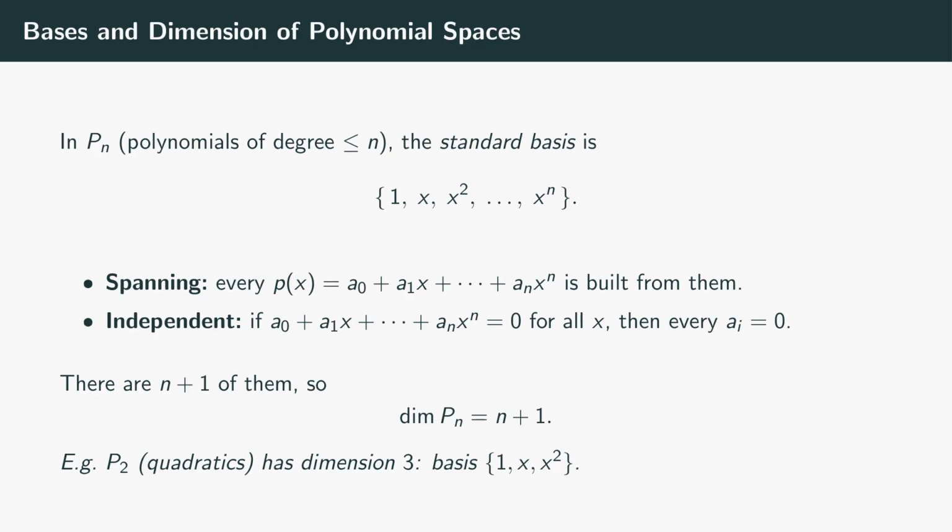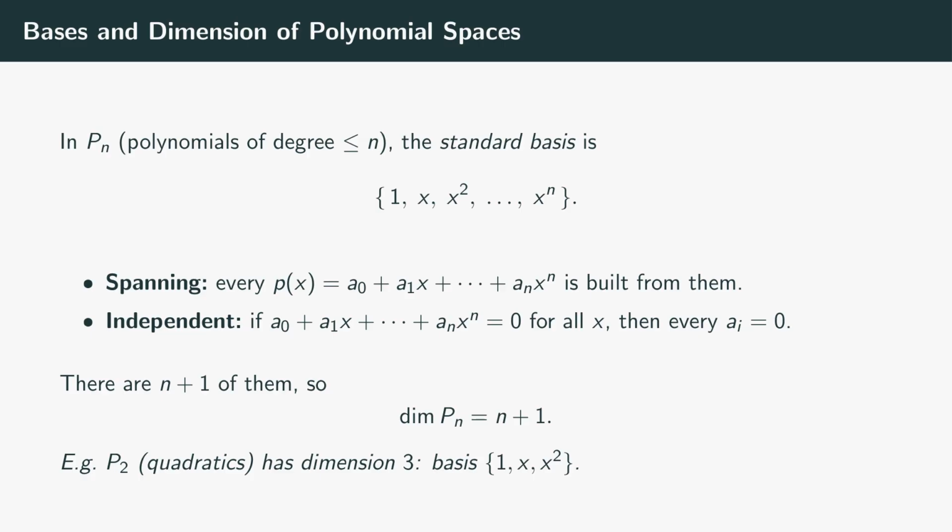So yes. Are they independent? Suppose a combination of them is the zero polynomial, meaning it equals 0 for every value of x. A non-zero polynomial of degree at most n can have at most n roots, so the only way to vanish everywhere is for every coefficient to be 0. That is exactly independence, so the powers form a basis.